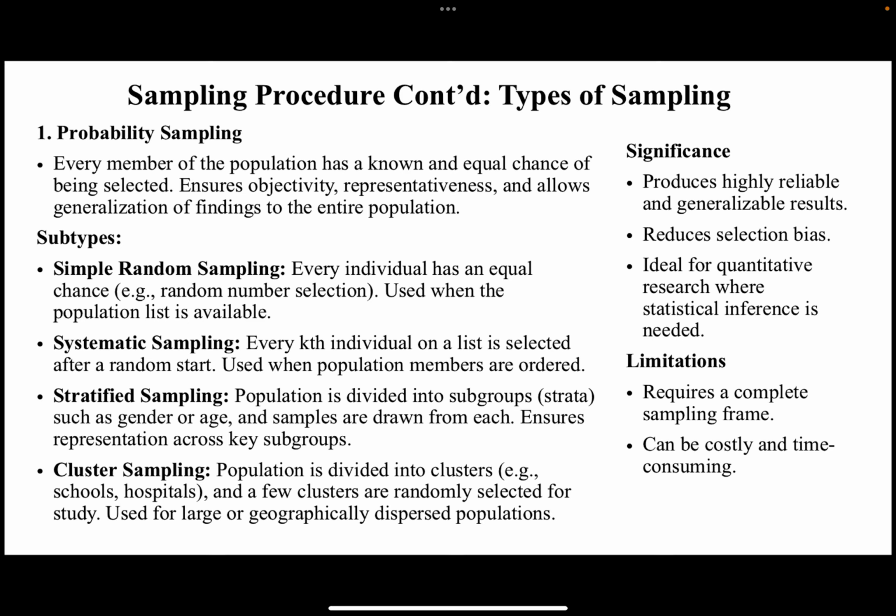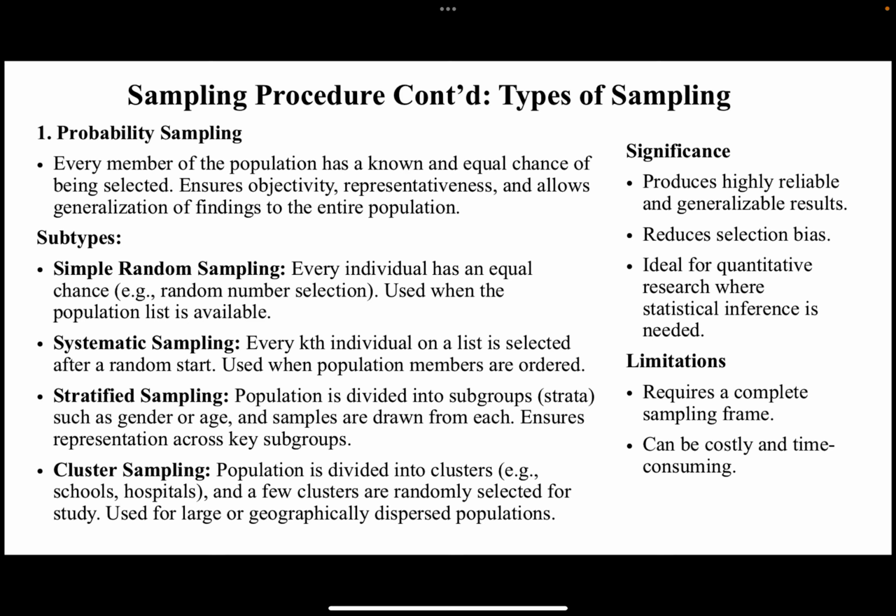Now we will move forward and look at subtypes of probability sampling techniques. Let's look at some subtypes of probability sampling. First, we have simple random sampling. The second subtype, we have systematic sampling. Third, we have stratified sampling. And lastly, we have cluster sampling.